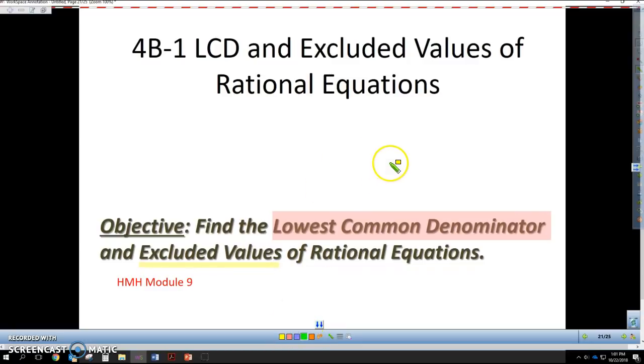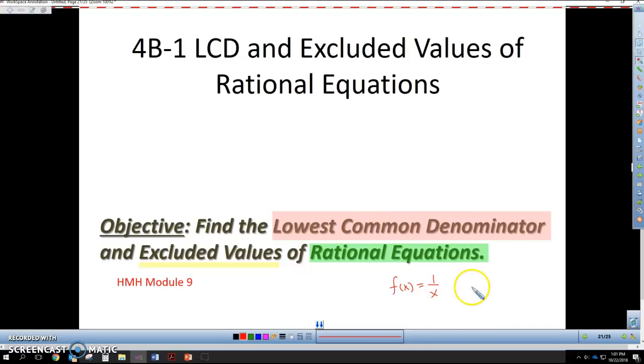Now, the context for what we're talking about with lowest common denominator and excluded values is going to be rational equations. And we've been talking about rational functions, right? These are the kind of functions that look like this: f of x equals 1 over x, where visually we have say some asymptotes, right? Here and here, and then I have this type of function. So now we're going to be looking at equations, and again, today we're finding the LCD and excluded values.